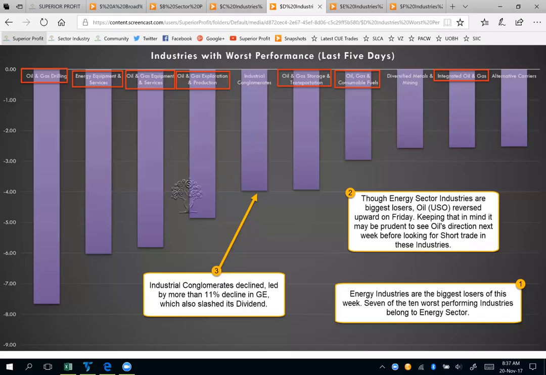We are looking at industries with worst performance. Energy industries are the biggest losers of this week. 7 of the 10 worst performing industries belong to the energy sector. Though energy sector industries are the biggest losers, we saw that oil reversed upward on Friday. Keeping that in mind, it may be prudent to see oil's direction next week before looking for possible short trades in these industries.